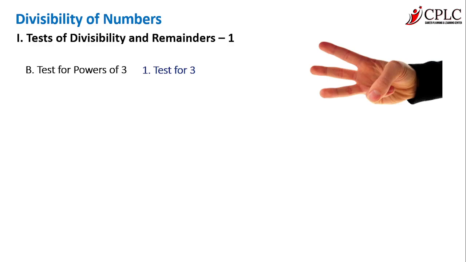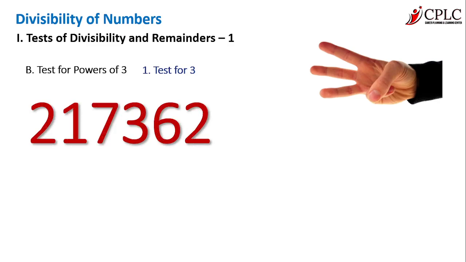So if you want to find out what is a remainder if a number is divided by 3, I simply have to add all the digits of the number. If the sum is divisible by 3, then I can say that the number is divisible by 3. If the sum is not divisible by 3, then the number is not divisible by 3. Simple as that.